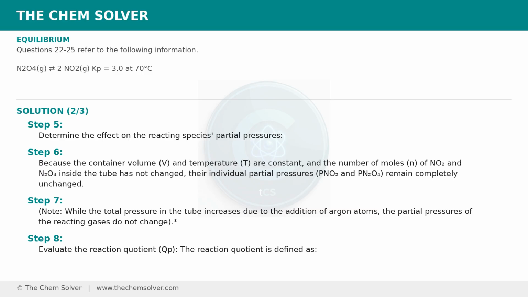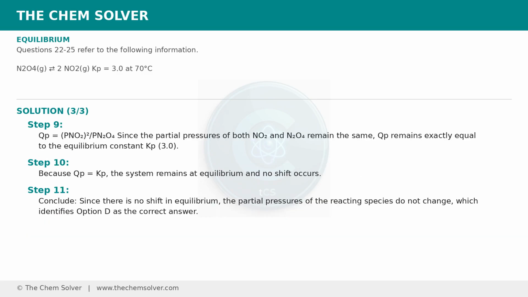Evaluate the reaction quotient. The reaction quotient is defined as Q_P equals P_NO2 to the power 2 over P_N2O4. Since the partial pressures of both NO2 and N2O4 remain the same, Q_P remains exactly equal to the equilibrium constant K_p, 3.0. Because Q_P equals K_p, the system remains at equilibrium and no shift occurs.